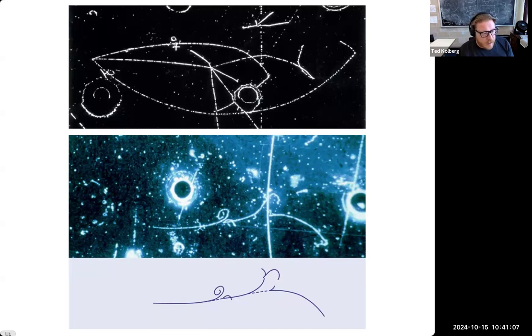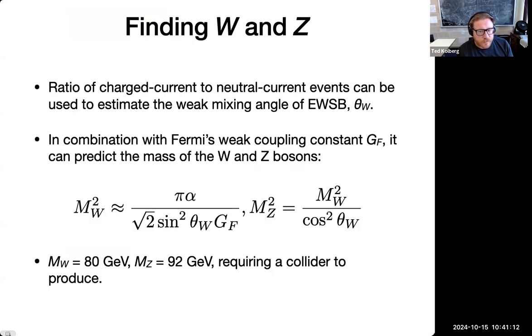But now we would like to, as I said, go on and actually discover the W and Z particles themselves. The ratio of charged current to neutral current events in experiments like the one that we just saw can be measured. This measurement estimates one of the free parameters of the electroweak symmetry breaking theory, so-called theta W, the weak mixing angle. And once you have measured or estimated this weak mixing angle, it allows you to predict what the masses of the W and Z particles should be.